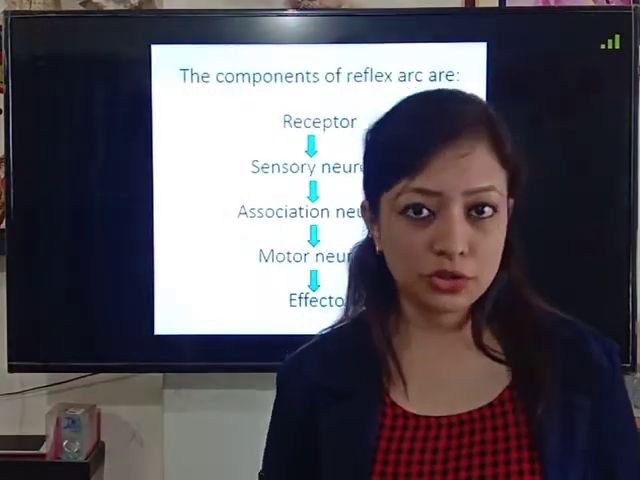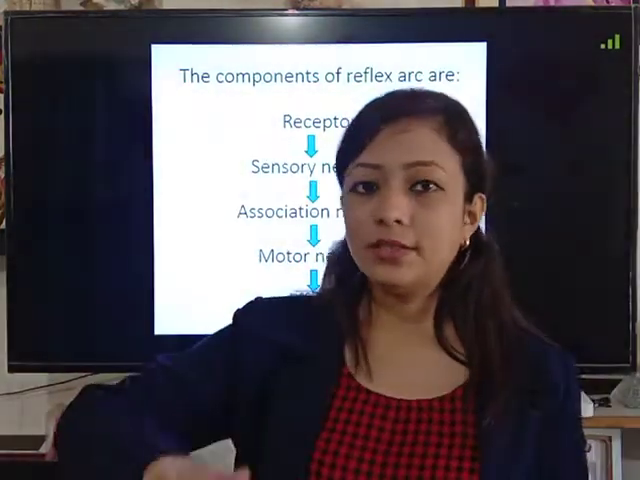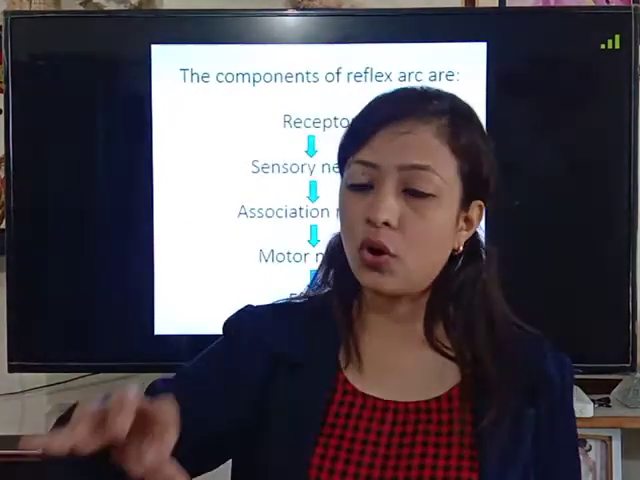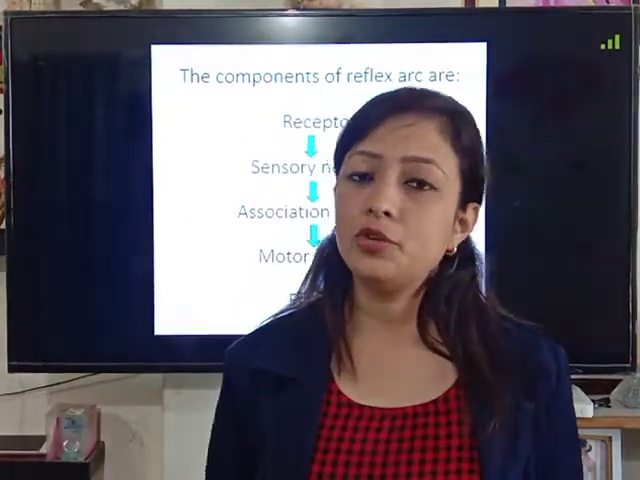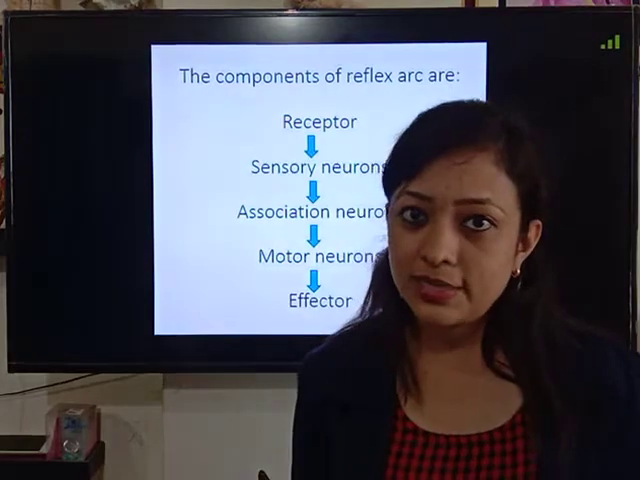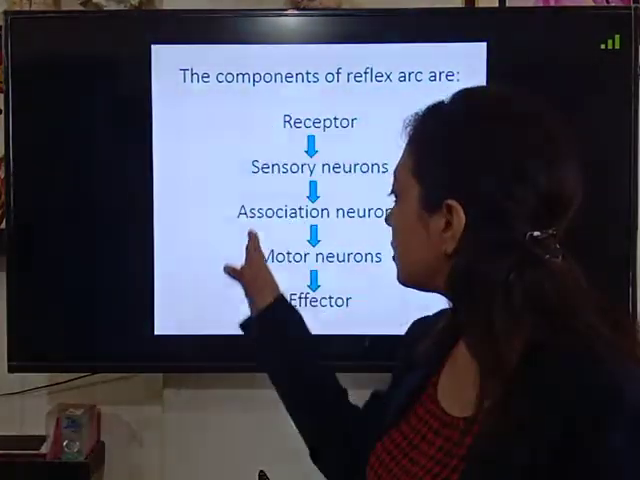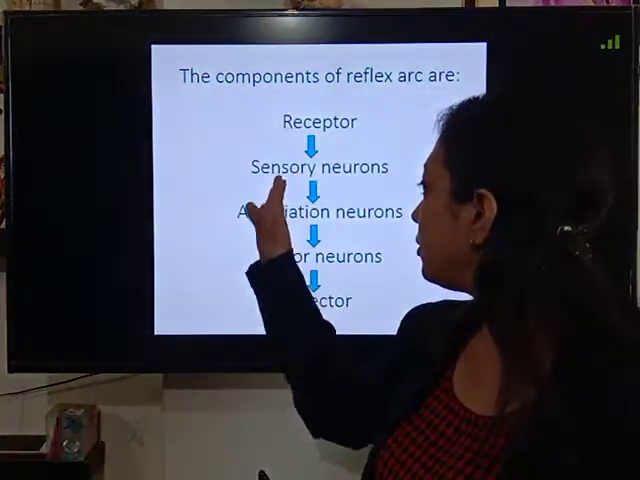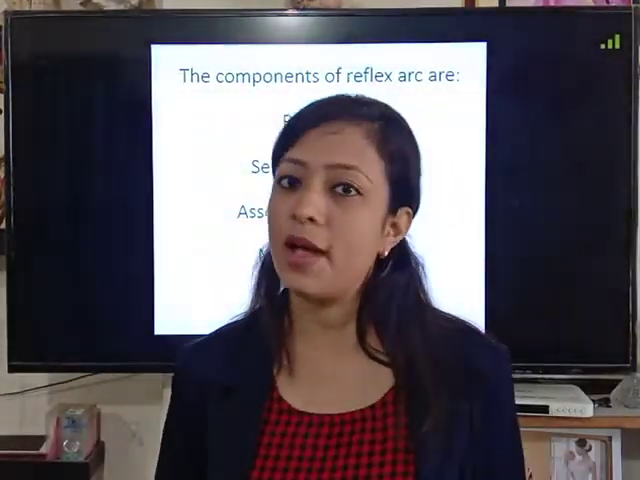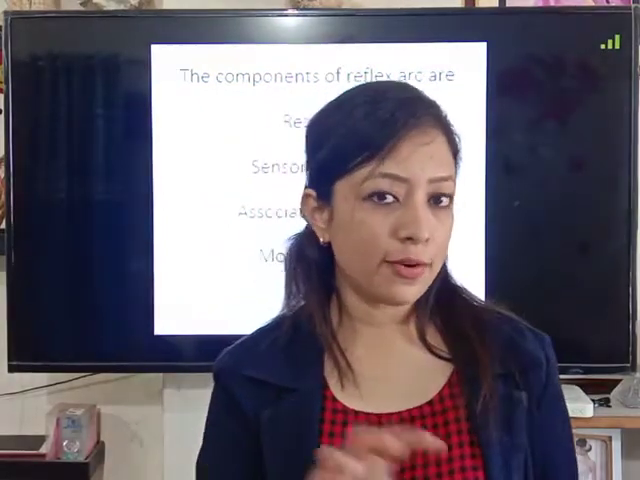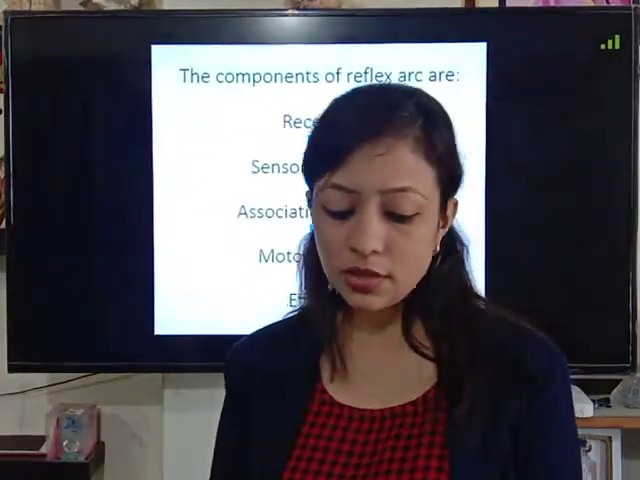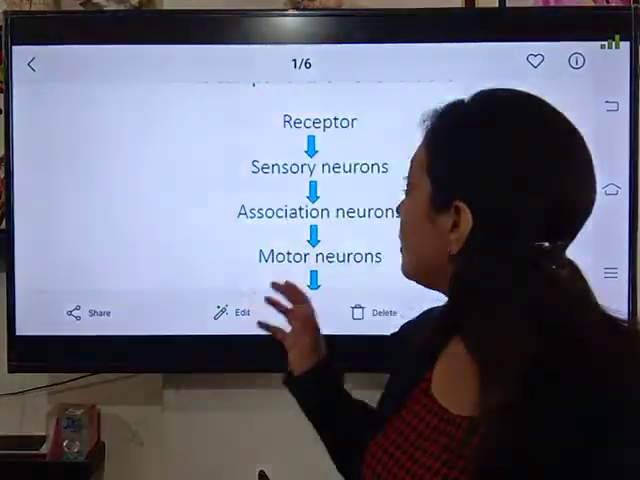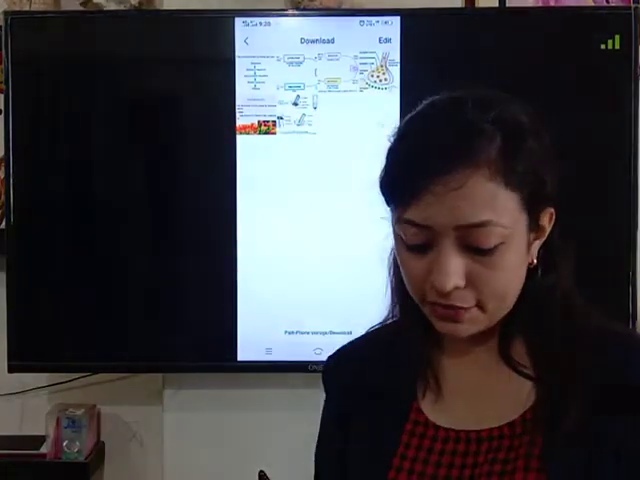So children, many times a question comes for 5 marks based on the reflex action or the reflex arc. At that time you will draw the NCERT diagram of the reflex arc, and in this way you can write the components of the reflex action or reflex arc, and each and every component you have to explain in detail for 5 marks. Then only you will get 5 out of 5 marks. So children, this is about the reflex action, types of reflex action and the reflex arc. Let us discuss the NCERT diagram for the reflex action.